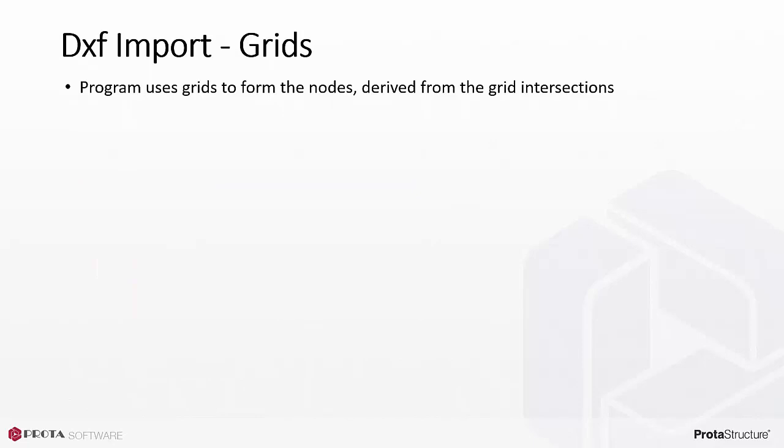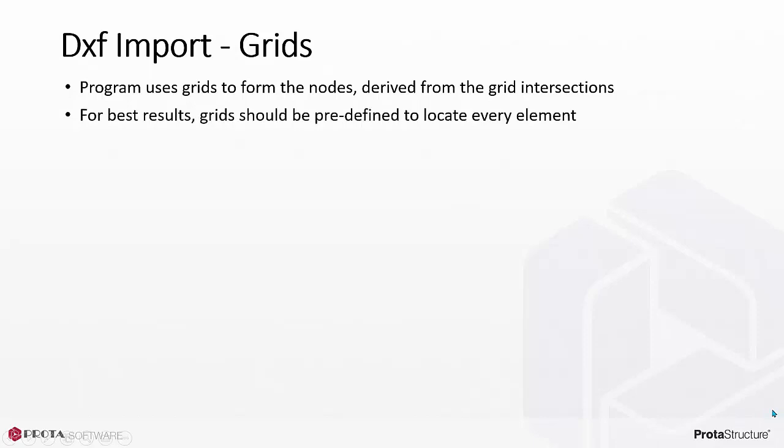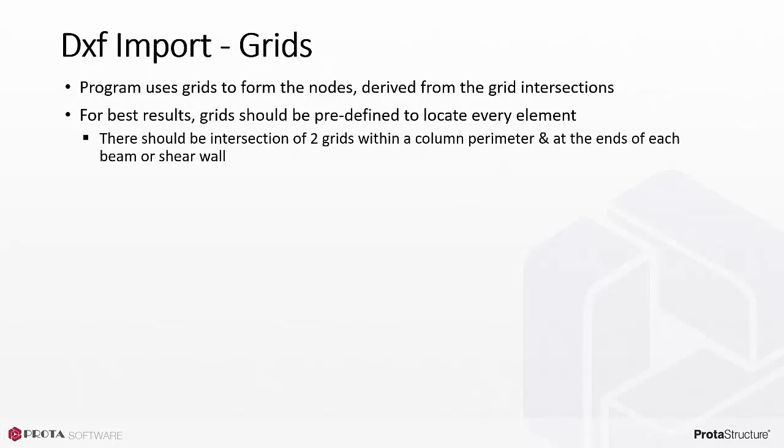The program uses grids to form the nodes, derived from the grid intersections. For best results, grids should be predefined to locate every element. This means that ideally, there should be an intersection of two grids within a column perimeter, and at the ends of each beam or shear wall. There should be a grid along the beam and wall longitudinal axis. If grids do not exist, the program will try to automatically create them during the import.